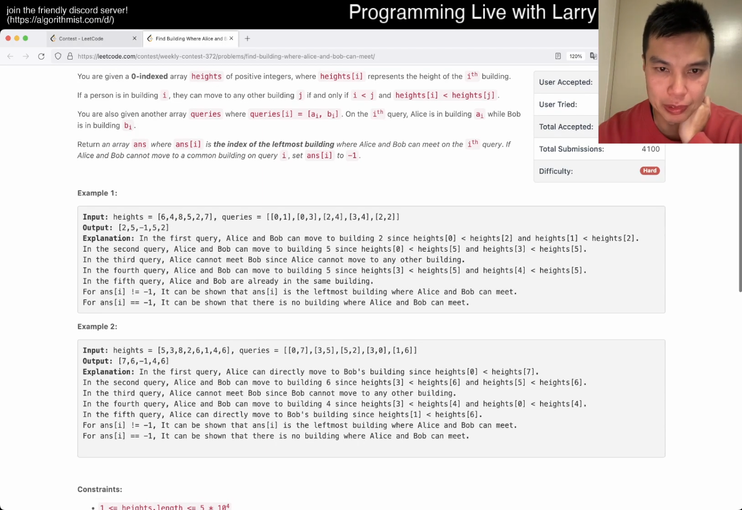Alice and Bob can move to, what was the thing? 0 and 3, so 6, and then 0, 1, 2, 3, and then they could both move to the last one, right? Okay. The third one is 2 and 4, no bueno. Building 5, 3 and 4, 0, 1, 2, 3, 4. Yeah, okay, same thing, okay. Fifth query, they're on the same building, okay.